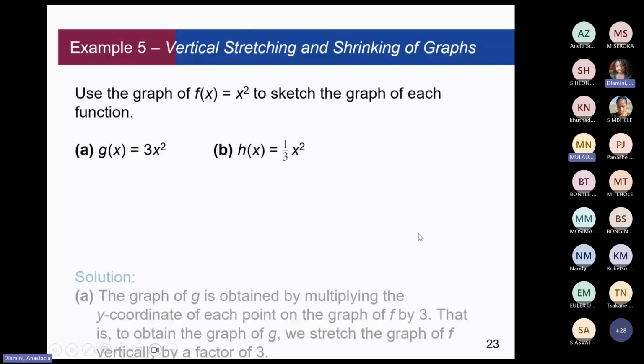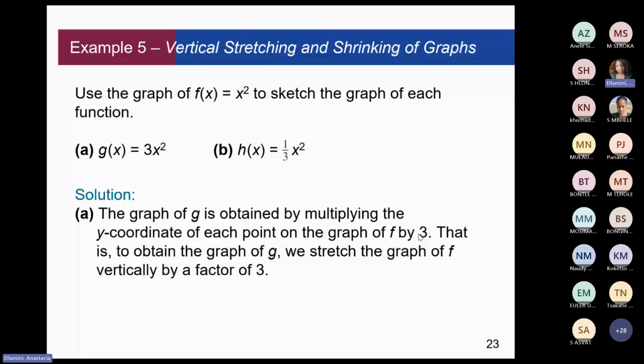So the graph of G is obtained by multiplying the y coordinates of each point on the graph of f by 3. That is, to obtain the graph of G, we stretch the graph of f vertically by a factor of 3. Anything that is vertical is easier to do, but you need to be careful when it comes to horizontal. You need to make sure you understand it properly. There we go. Do you see that, guys?